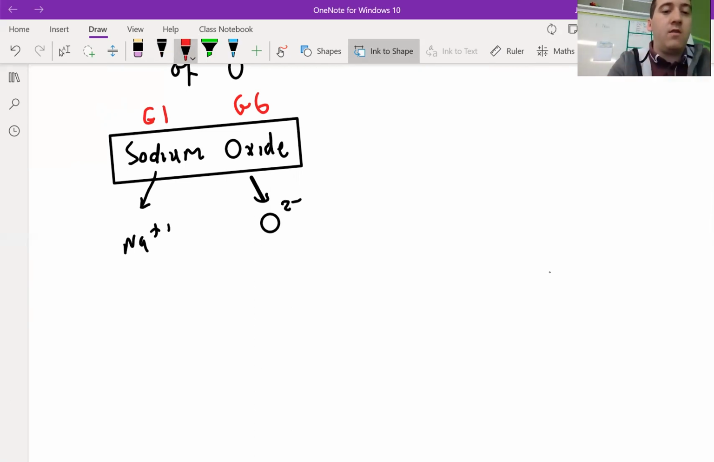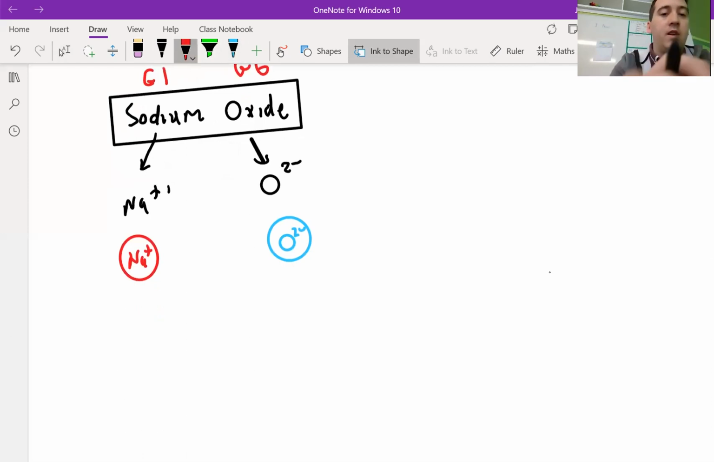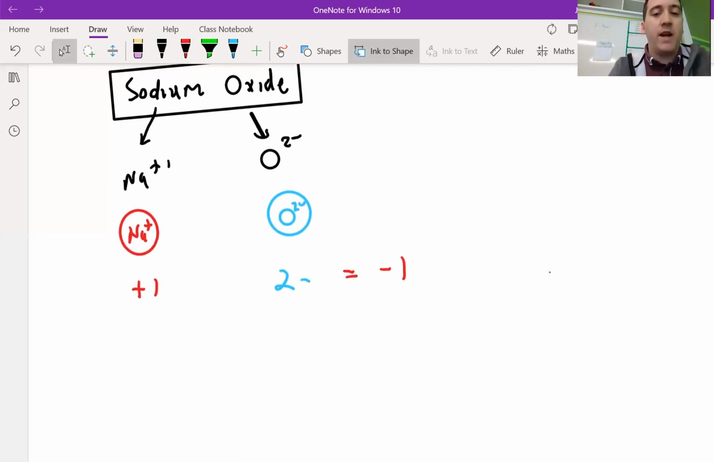So if I was to draw this out, I would get Na+, and here I would get an O2-. Now, hopefully you can see that +1 and -2, if we add these up, they give us -1. So I still have one extra minus. So what can I do to fix that?